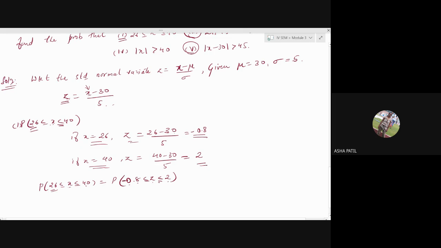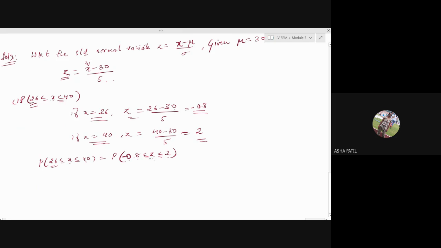Now it is the standard normal variate. Whatever normal distribution table you are looking at depends on the standard normal variate, not just the normal variate. So first you have to change the normal variate to the standard normal variate, then you can go for your table value. Now what we want is minus 0.8 to 2. We want all the values between these. What should be written?